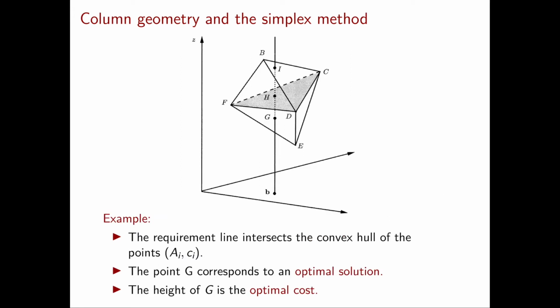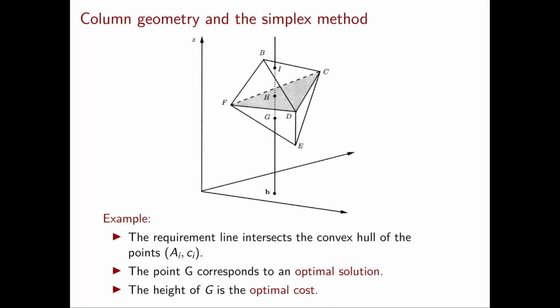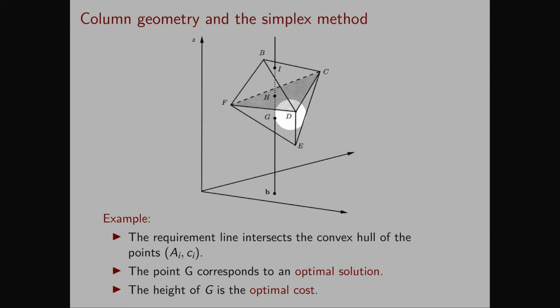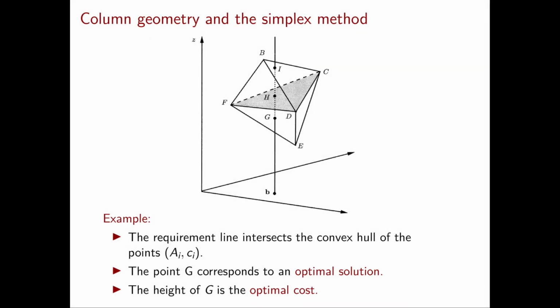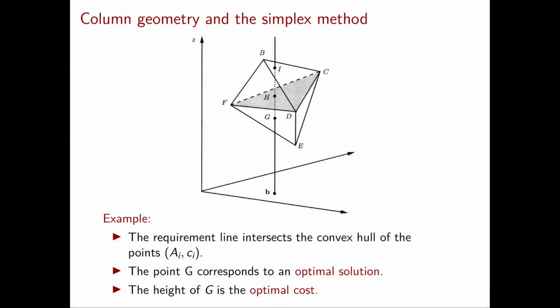We have already discussed several concepts, so let's immediately see an example. In this picture, we have again m equal to 2, because this is a three-dimensional space, and we have n equal to 5, and the 5 points (A_i, c_i) are B, F, E, D, and C. The vector b is over here, so this is the requirement line. Now the convex hull of my 5 points (A_i, c_i) is the polytope drawn in the picture, and clearly the requirement line intersects it. This immediately implies that the problem is feasible. An optimal solution corresponds to the lowest point in this intersection, which is the point G.